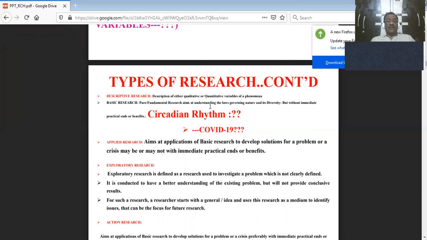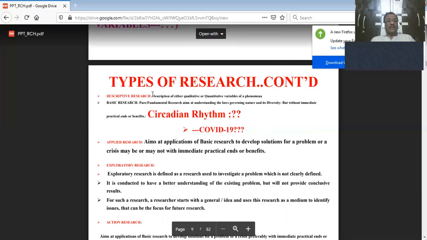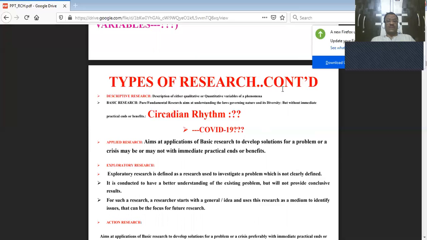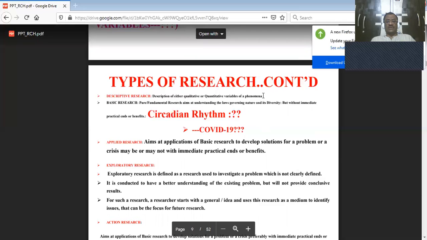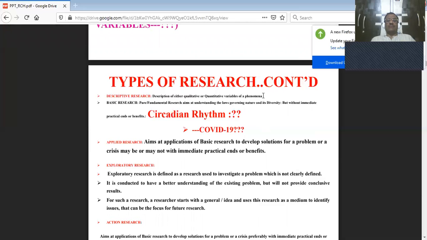Just describe it. That's the reason why I said, in the case of descriptive research, no generalizations are prescribed, but it's not mandatory. You can even convert that into a hypothesis too, and you can test it, provided the generalizations are required.